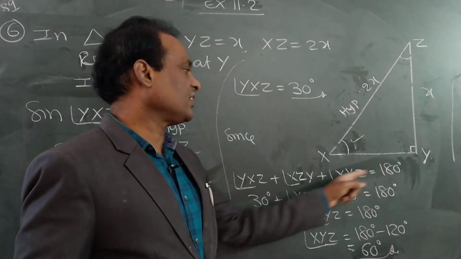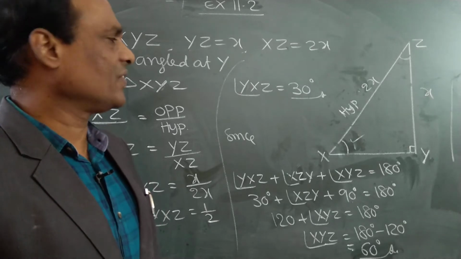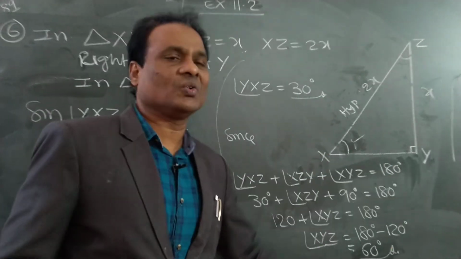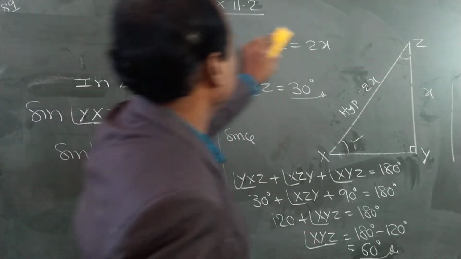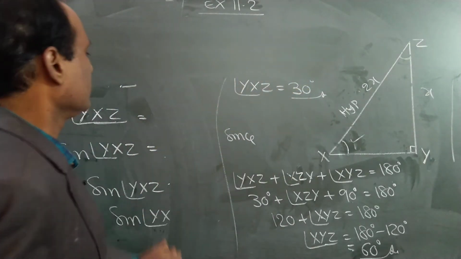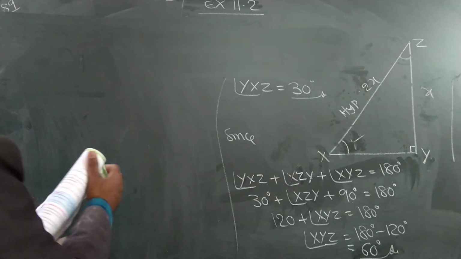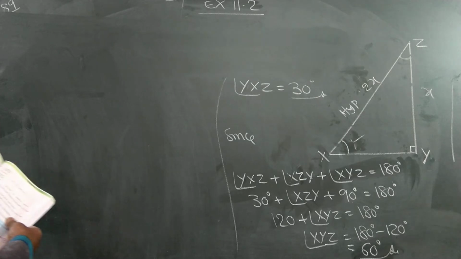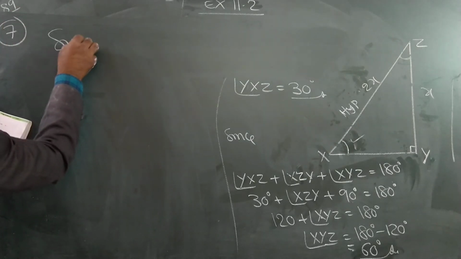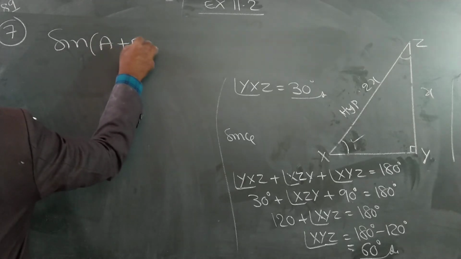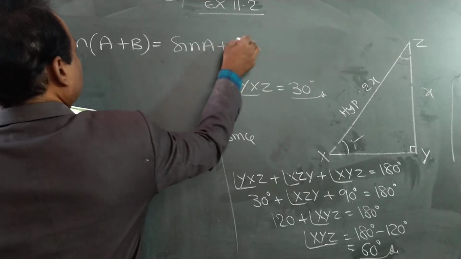Sum of three angles in a triangle is 180 degrees. That is an old concept. Whenever a triangle is introduced, you know this. In any triangle, the sum of three angles is 180 degrees. Draw the diagram also. Whenever I am drawing the diagram, you have to copy the diagram also. So, the seventh question is also very simple. Sin (A plus B) is equal to sin A plus sin B.